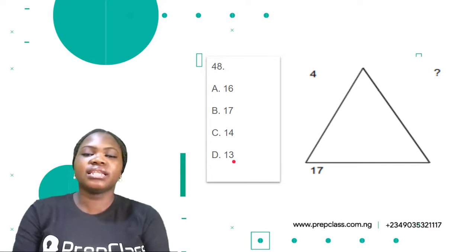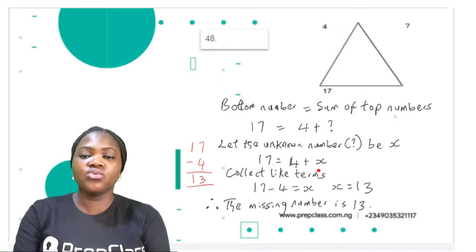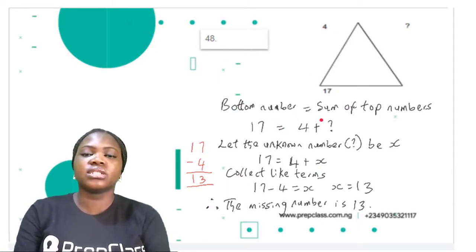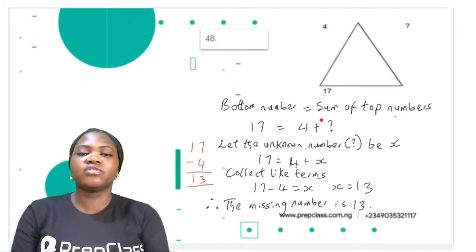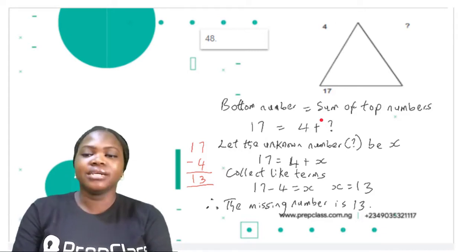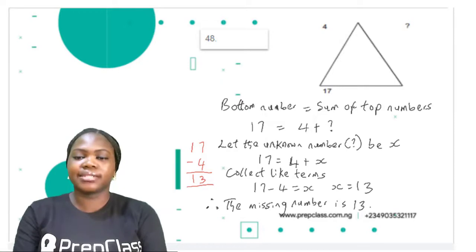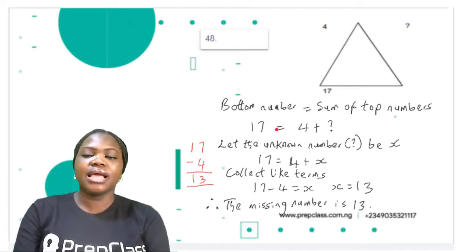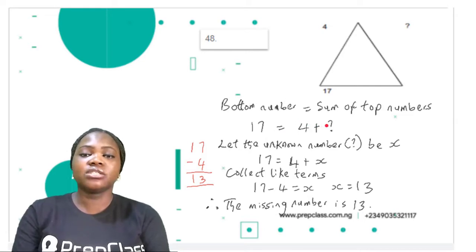Now let's move on to the next question, question 48. We are given one of the top numbers and the second top number is missing. And then we are also given the bottom number. So what do we do? From the samples, we know that the bottom number is equal to the sum of the top numbers. So all we have to do to get the bottom number is to add the top numbers together. That's all. So the bottom number is 17, and then we add the top numbers.